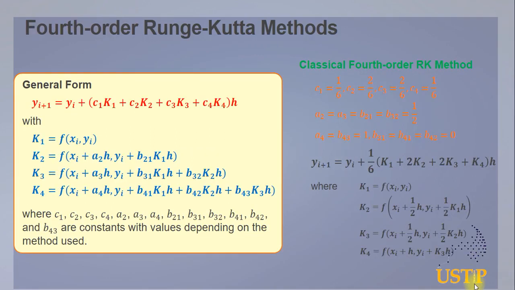Okay. So, next is the fourth order Runge-Kutta method. Same again, its general formula just gets one more term, C4 K4, no? So that gets added. And since we now have K4, we will also have an equation for K4. So, K4 is equal to f of xi plus a4h, then yi plus b41 k1h plus b42 k2h plus b43 k3h.